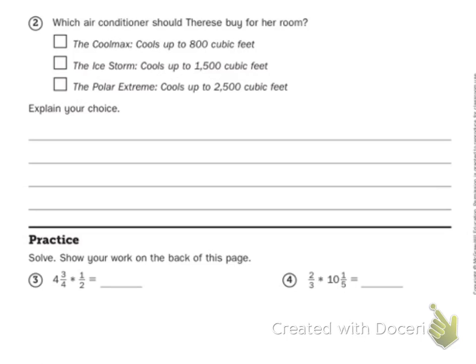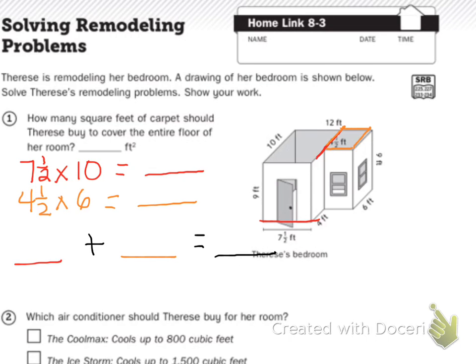The next one says, which air conditioner should Teresa buy for her room? So you're going to have to figure out the volume of her room. So the lengths times the widths. So what you need to do is take the answers you got from above. So 7.5 times 10. So that's 7.5 by 10 is this 10 by 7.5 foot square up top here. And our height is 9 feet all the way around.